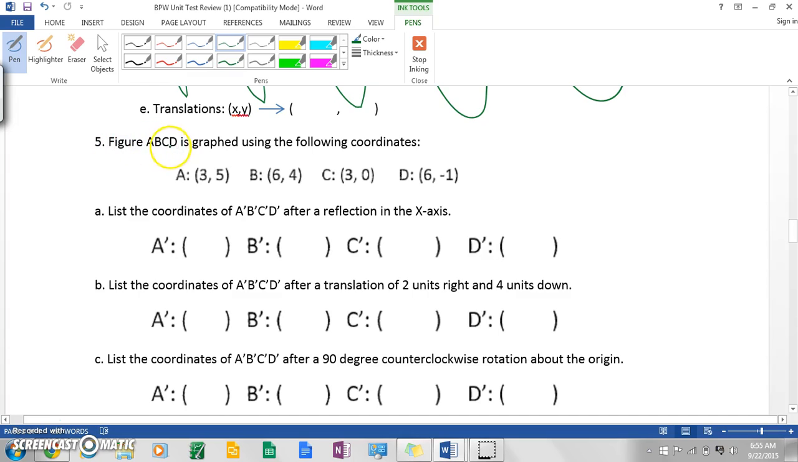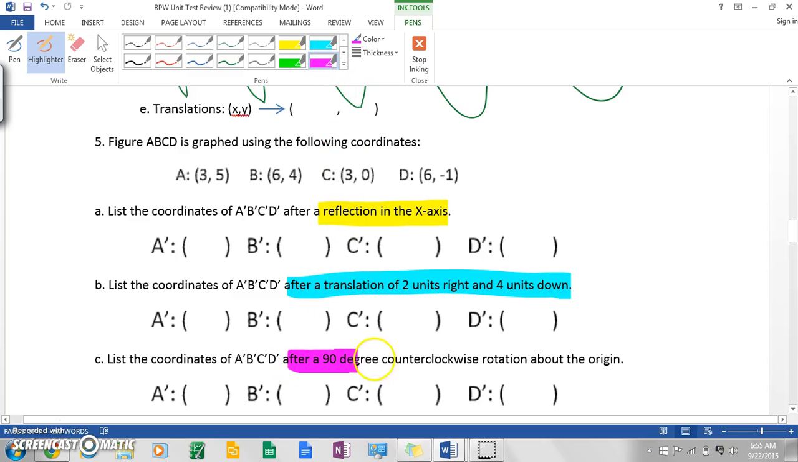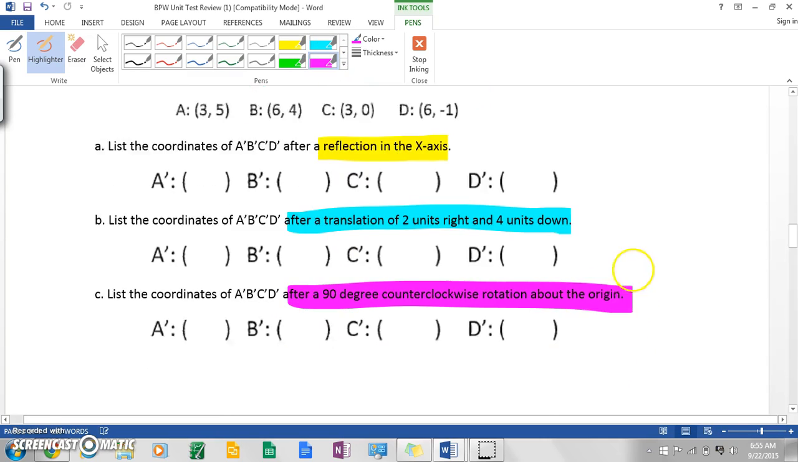5 says figure ABCD is graphed using the following coordinates: A, B, C, D. It asks you to list the new coordinates after a reflection in the x-axis, after a translation of 2 units right and 4 units down, and then after a 90 degrees counterclockwise rotation.